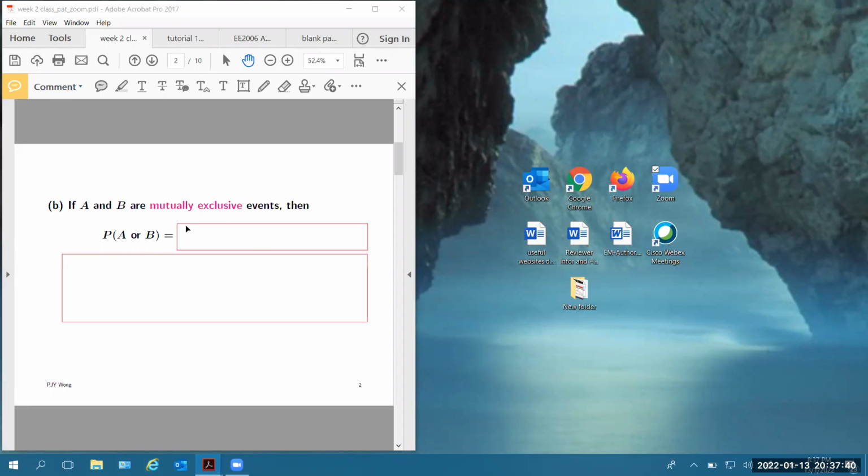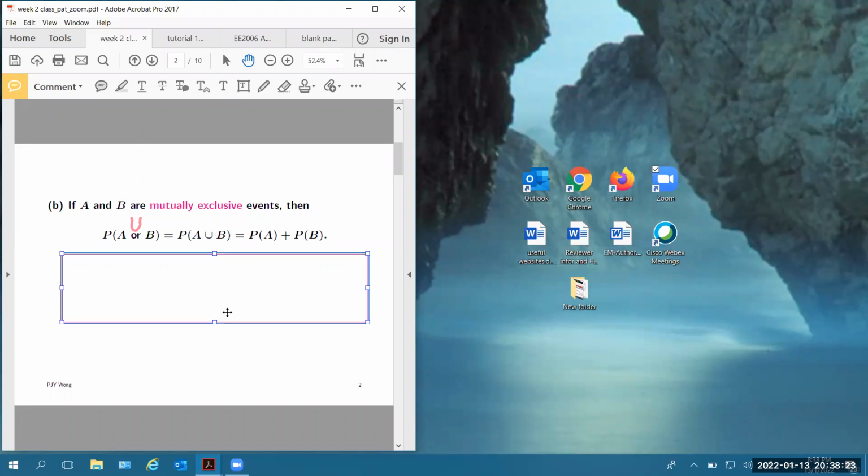If A and B are mutually exclusive, then we have this formula here. The probability of A or B: this A or B means that one of the events happens or both can happen, right? The notation is the union sign. So this probability, as I say, is written as this. This means A or B. And if A and B are mutually exclusive, then this is just the sum of the probabilities. Is it okay? So this is the formula for mutually exclusive events.